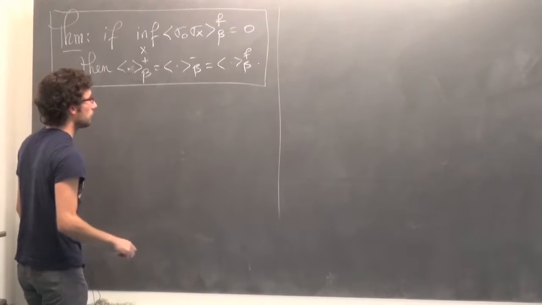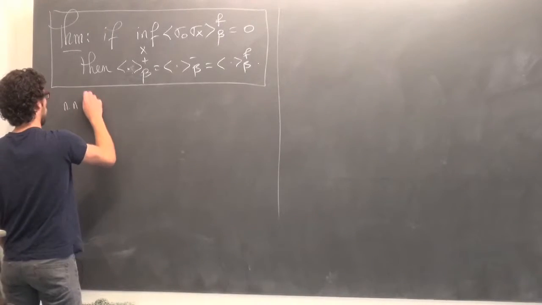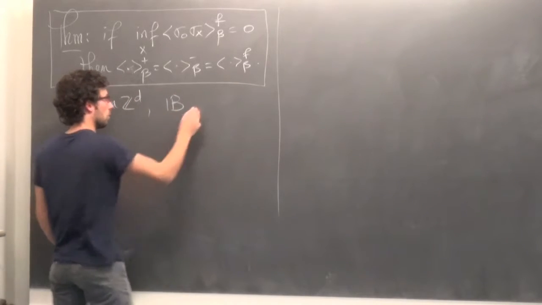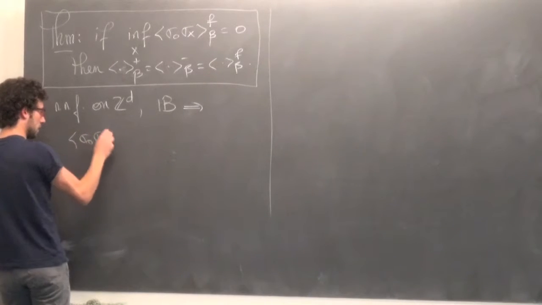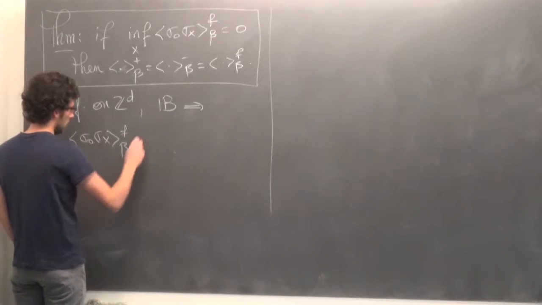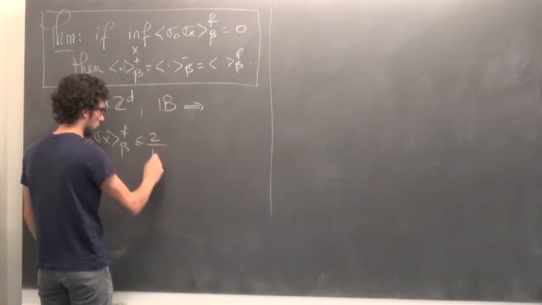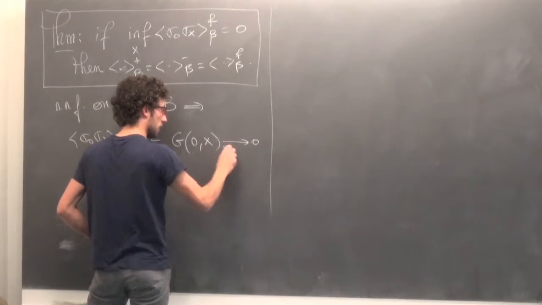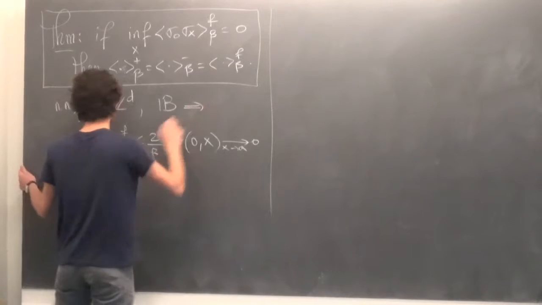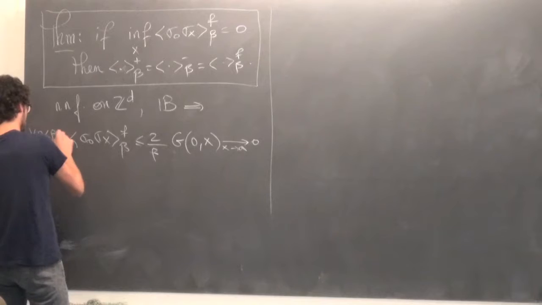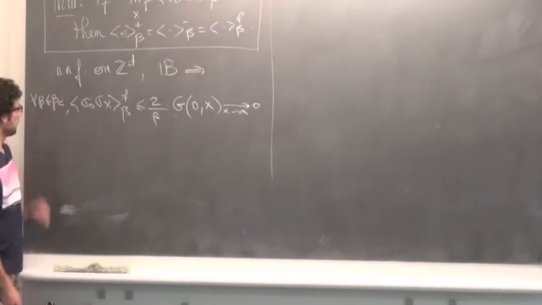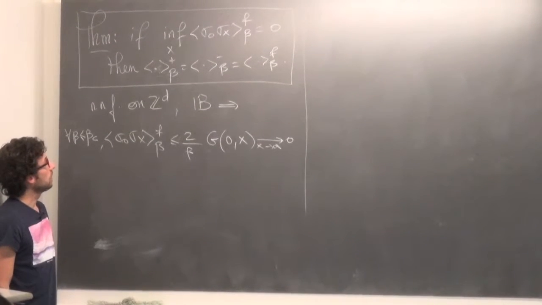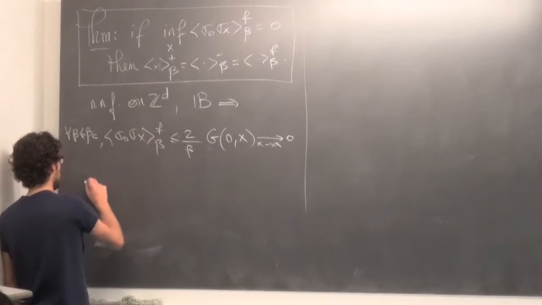And I told you that for the nearest neighbor ferromagnetic model on Z^d, we had the infrared bound, which implied that sigma 0, sigma x at beta was smaller than a certain constant, something like 2 over beta times the Green function. In particular, this was tending to 0 when x tends to infinity. And this was, of course, for any beta smaller or equal to beta c. If you take beta larger, you need to truncate. That's an important feature.